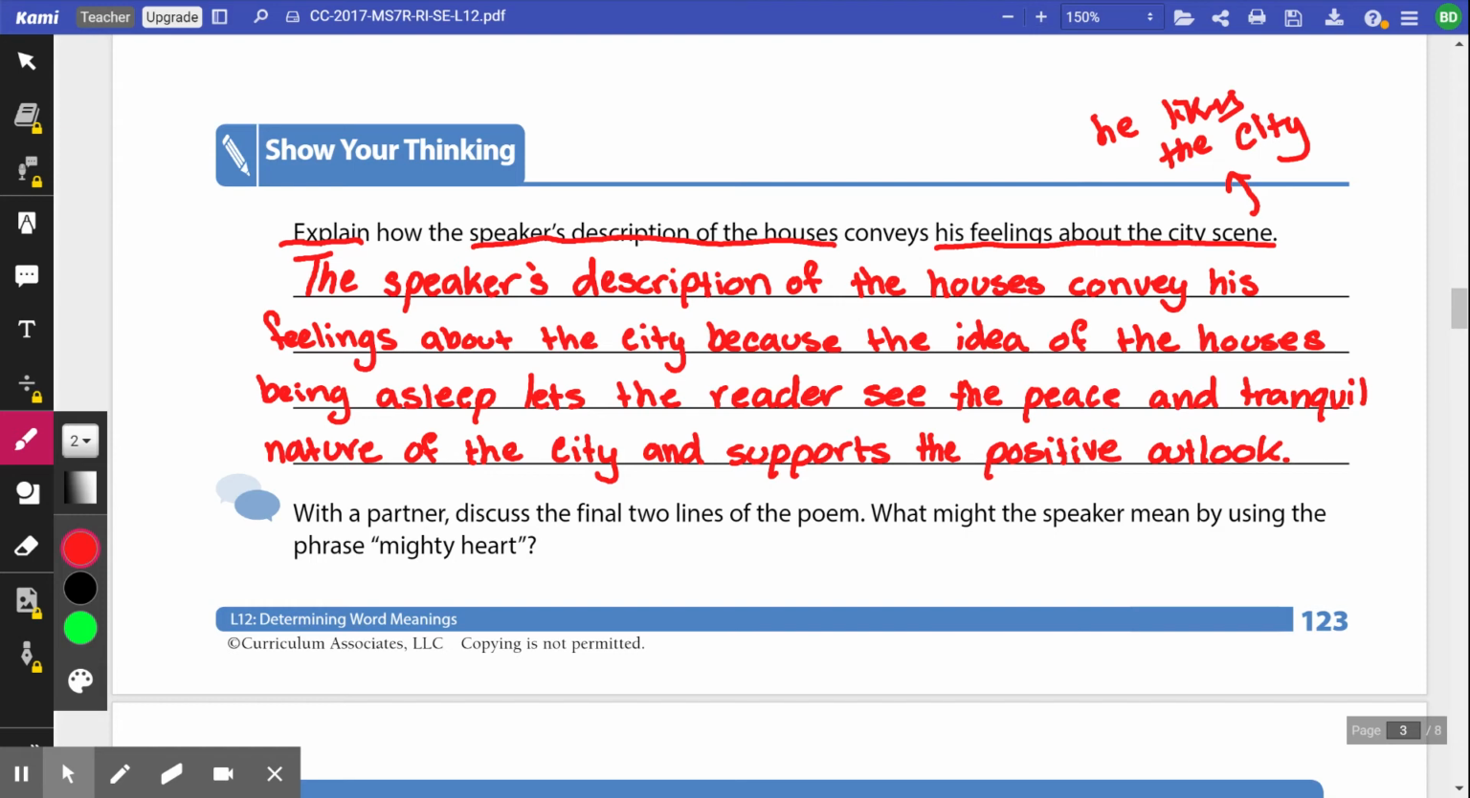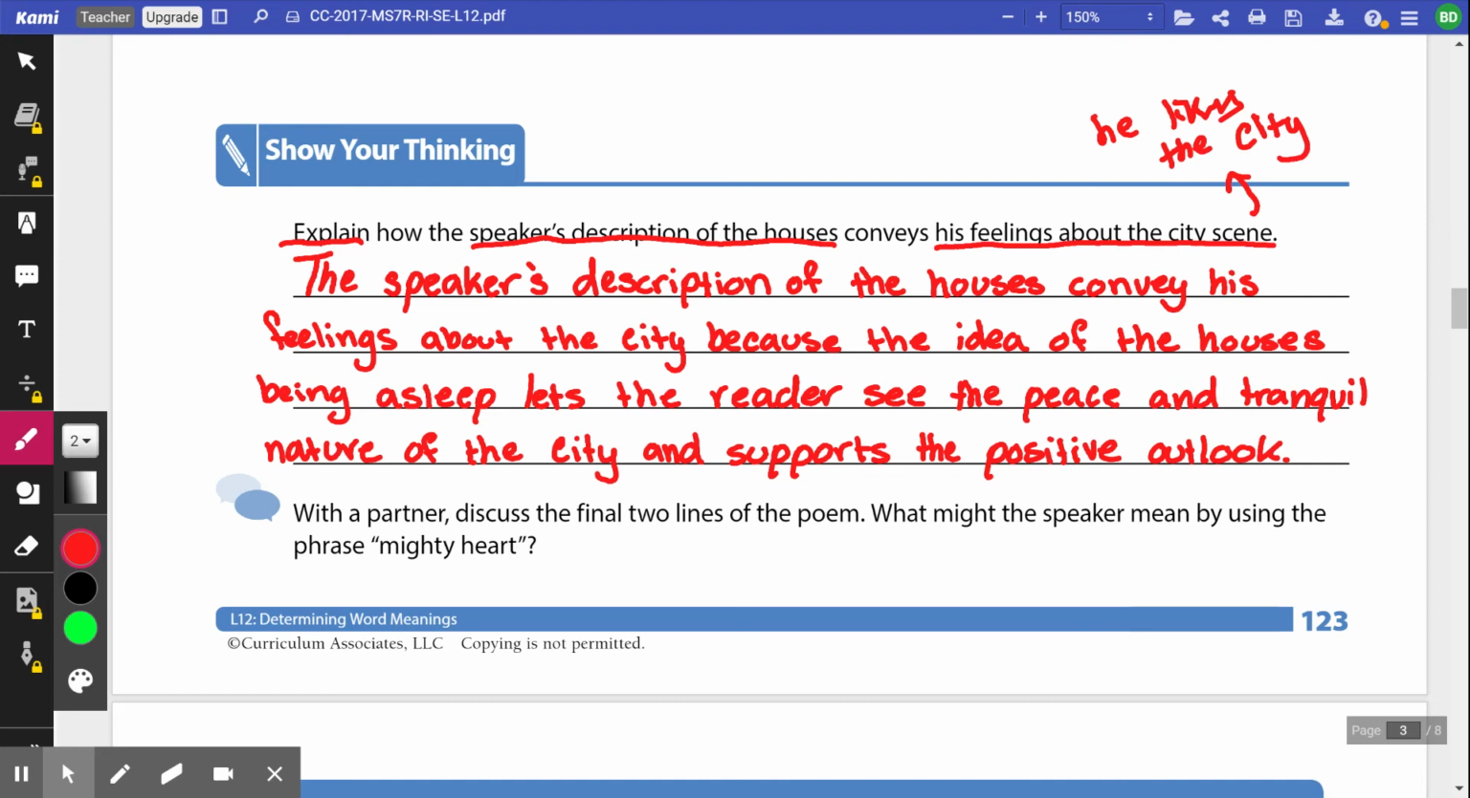We know he likes the city. He has a positive outlook, a positive opinion of it. And comparing the houses to being asleep lets us know that he thinks the city is peaceful and tranquil. If you would like to write this answer down on a sheet of paper to put in your source book, this would be good for you to keep, and you can compare it with your answer and see if you have something similar.